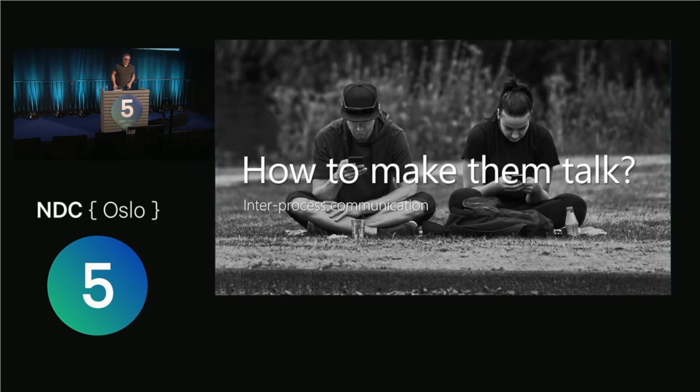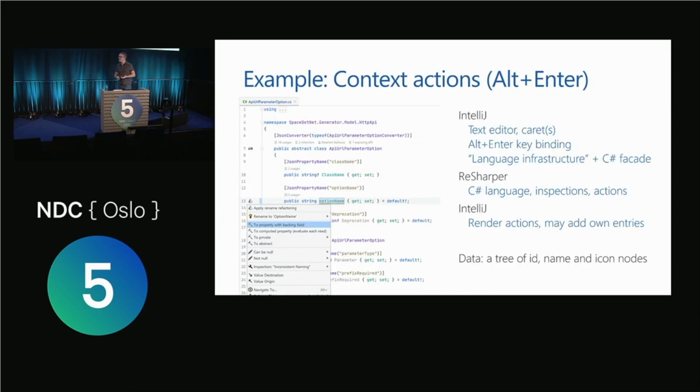Which is where we started thinking, how can we make the two ends talk? How can we make this vision come true where we have those two things working together? So if you look at just some examples, if you look at context actions where you Alt-Enter and you get this nice pop-up where you can do actions, typically you have IntelliJ rendering the text, the carets that is there. If you use multiple carets, you can do that as well. The Alt-Enter key binding is also IntelliJ.